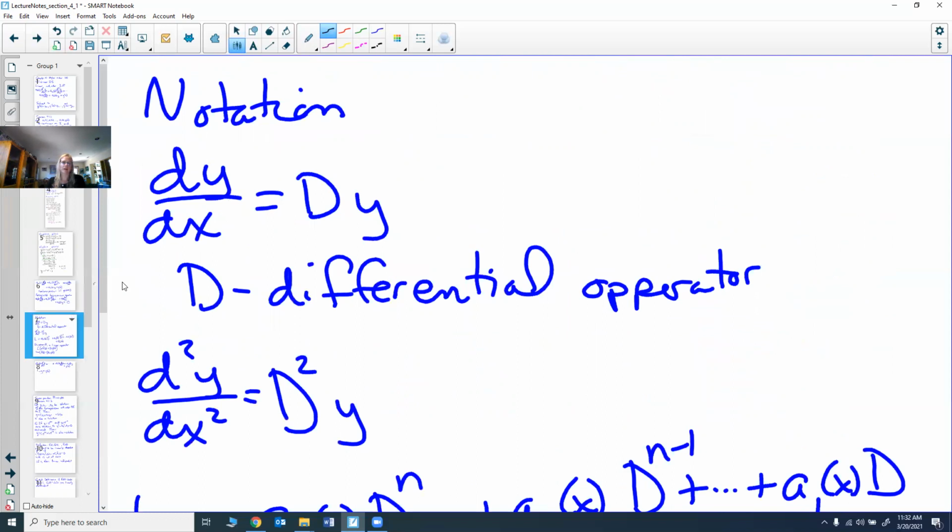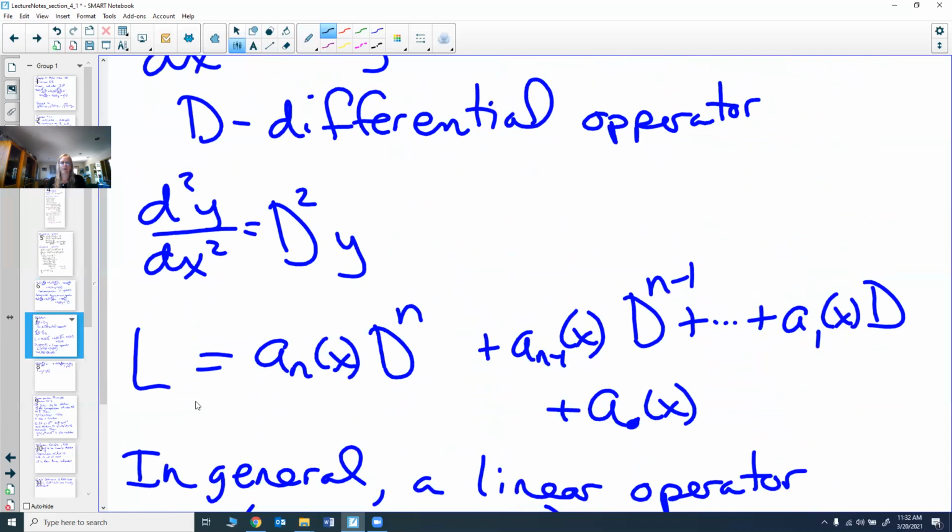We can have a little bit of notation a little differently here. Instead of using dy/dx, we can use Dy. D is known as the differential operator. So the second derivative of y can be D squared y. We can then talk about having a new thing called L, which is a_n(x) times D to the nth plus a_(n-1)(x) times D to the n-1, all the way down to a_1(x) D plus a_0(x).